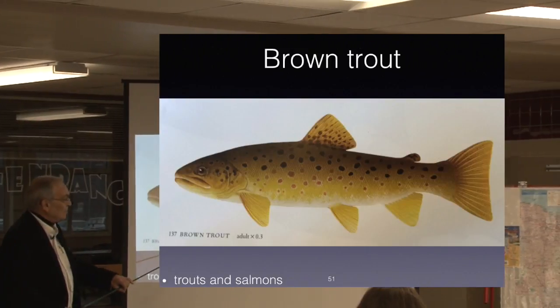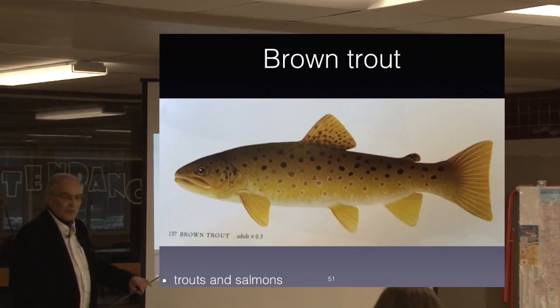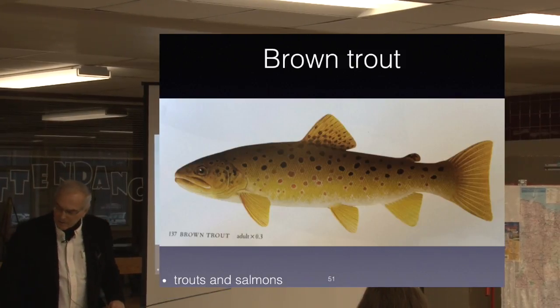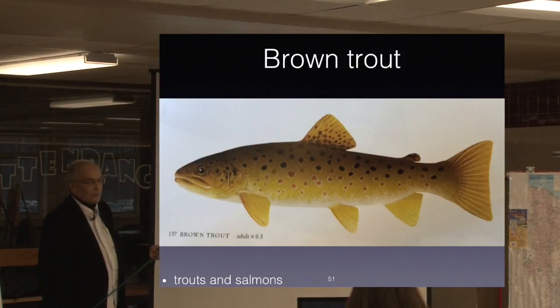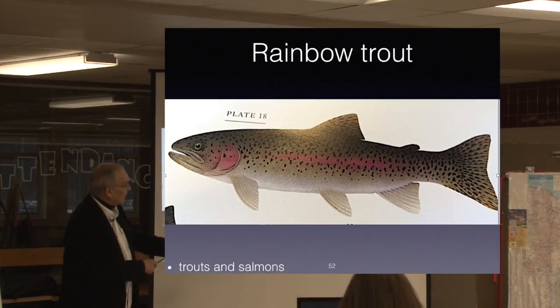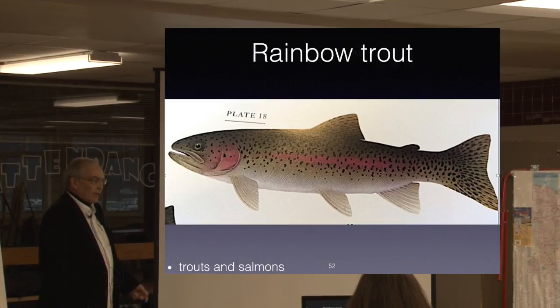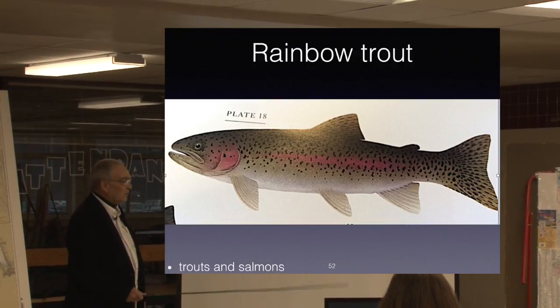The brown trout was introduced, when did we say, 1888 or 1883. The brown trout was introduced from Europe. The rainbow came from the West Coast, introduced. They're traveling up the streams probably pretty soon, if not already.